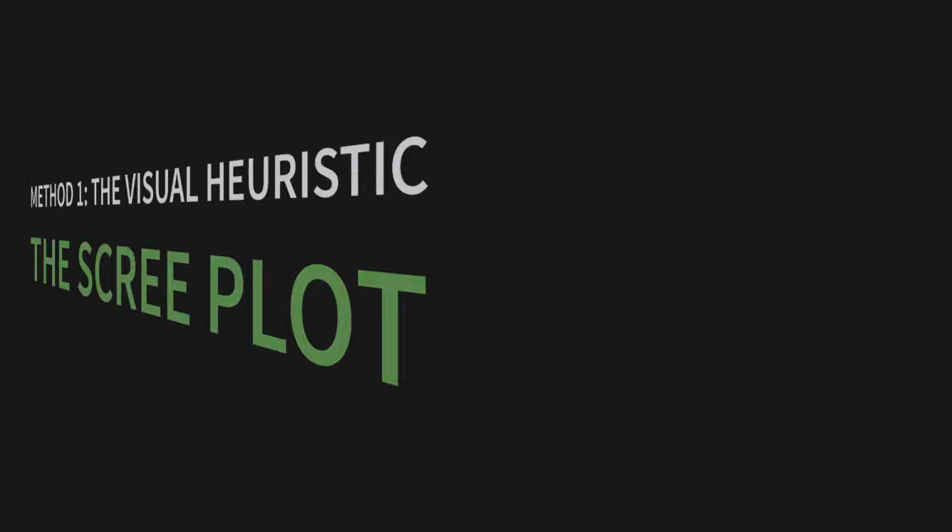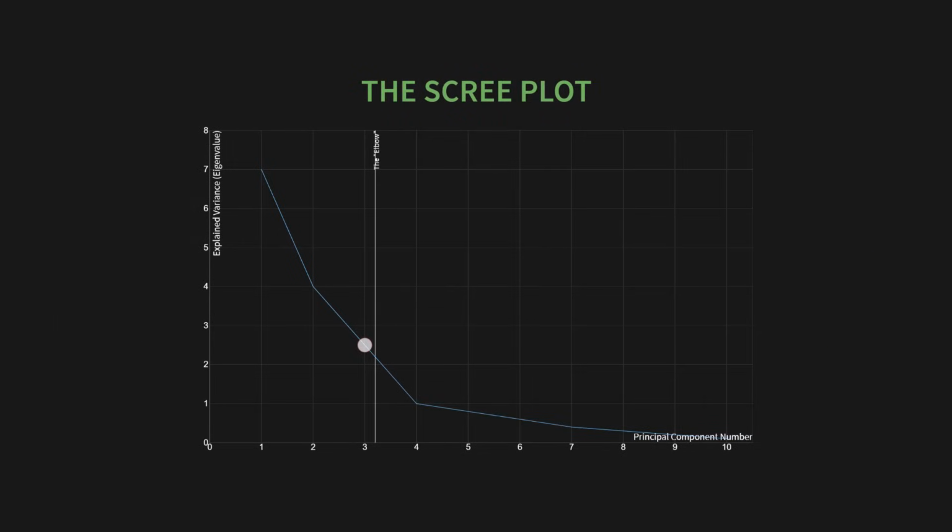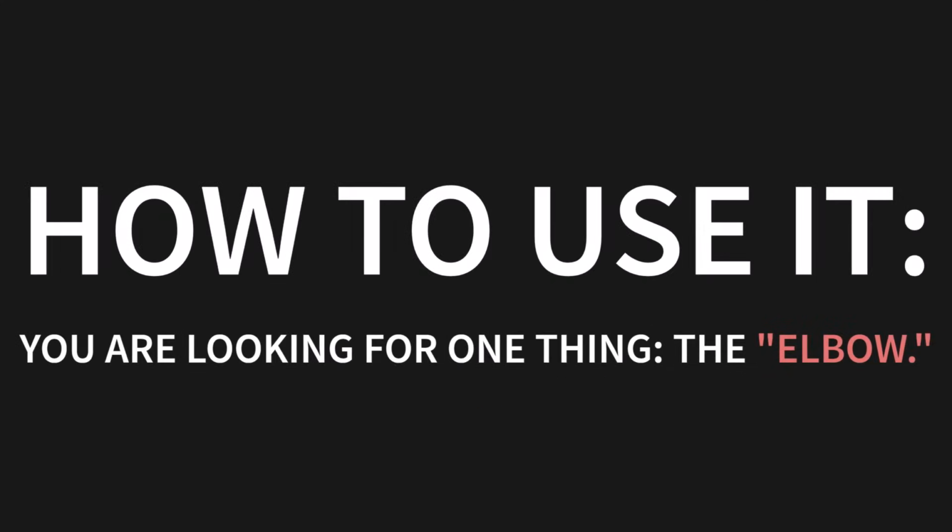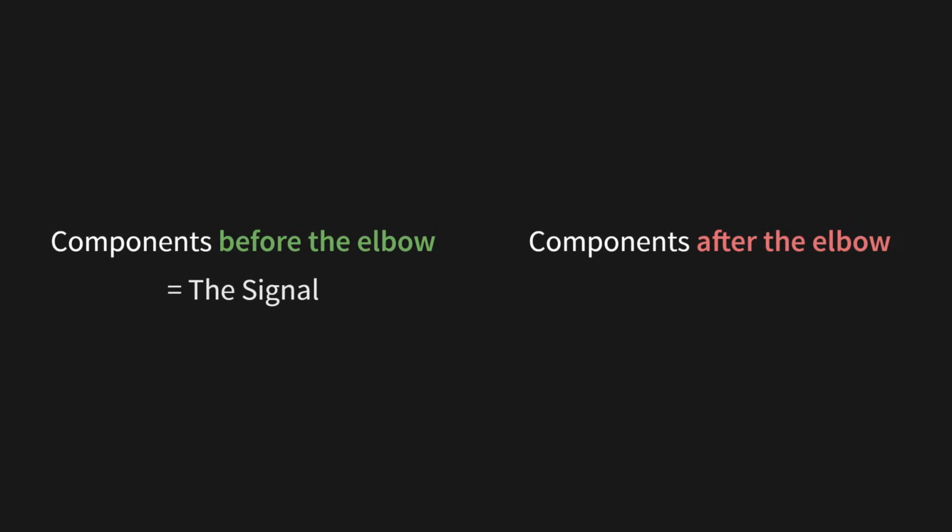Here's what one looks like. It's basically a line graph showing how much variance each principal component explains, from most to least. Now, when you look at this, you are looking for one thing, the elbow. See how the line starts steep, like a cliff, and then it flattens out into a gentle slope? That turning point is the elbow. The components before the elbow, that's your signal. Those are the important ones. The components after the elbow, that's the noise, the rubble at the bottom of the cliff. In this case, it looks like we should keep the first 3 components.